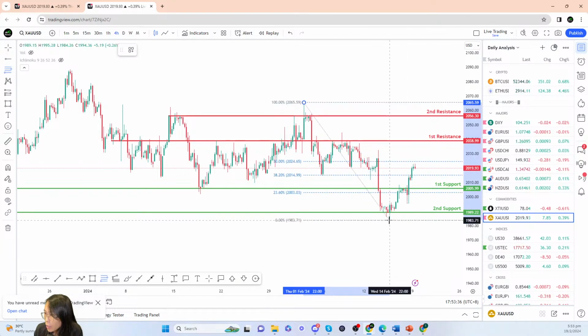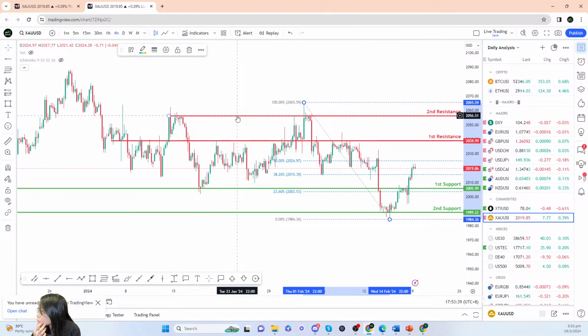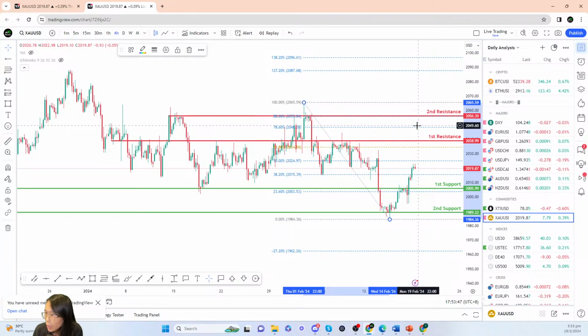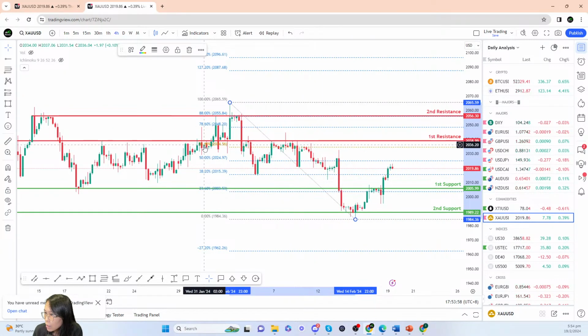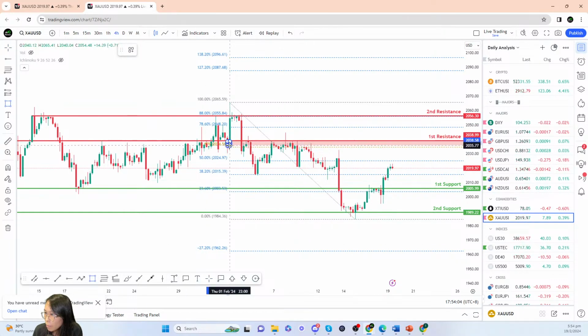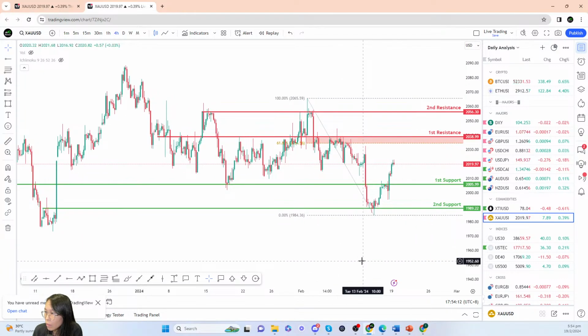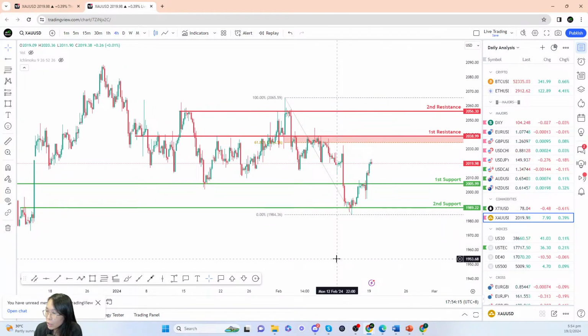Taking this swing high and this swing low, I have the 61.8 retracement level that aligns with my first resistance. To make it easier for you to see, the 61.8 is here, the yellow line. So this will be for gold.